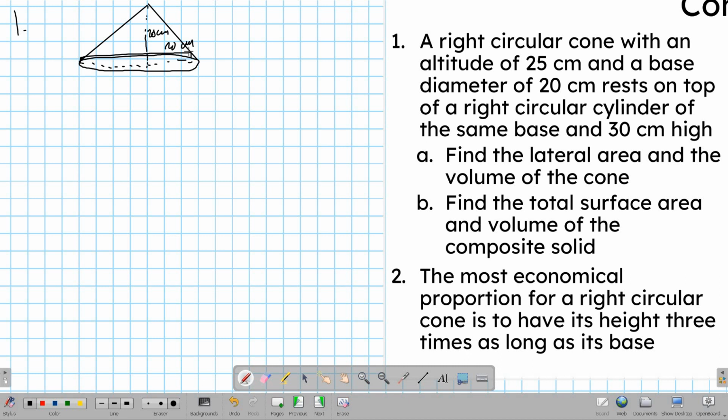It rests on top of a right circular cylinder. So let's form our circular cylinder here. It has the same circular base because it rests on top. There you go. So we have this, and this cylinder is 30 centimeters high. So first, we're asked to find the lateral area and the volume of the cone.